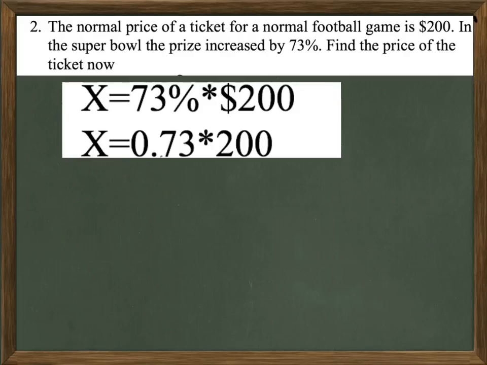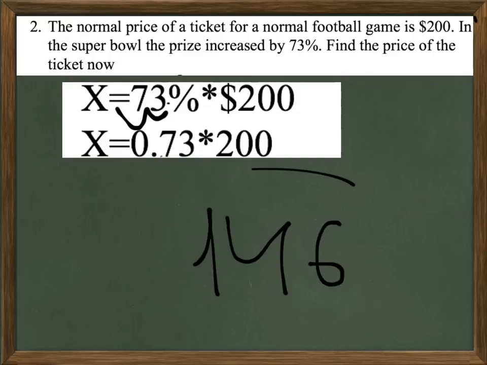Alright. The normal price of a ticket for a normal football game is $200. In the Super Bowl, the price increased by 73%. Find the price of the ticket now. So our x is 73% times 200. Again, we'll do the same. Convert 73% to a decimal, and we get 0.73. Then we multiply by 200, and we get 146, and that is our answer.